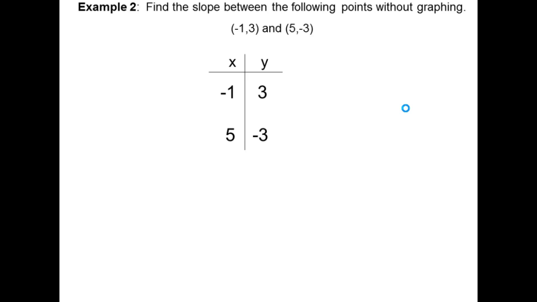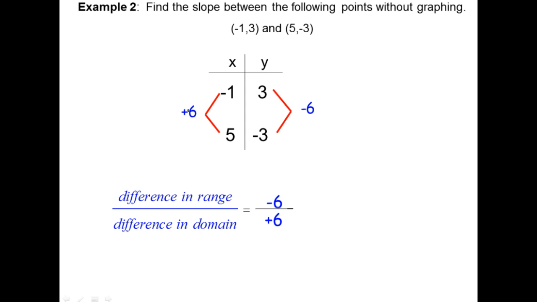Go ahead and try this one. Alright, so here is the answer. Here again we say negative 3 minus 3, which gives us negative 6, and then 5 minus negative 1, and that one will be positive 6. So when we're dividing a positive and a negative, we'll end up with a negative 1 here for the slope.